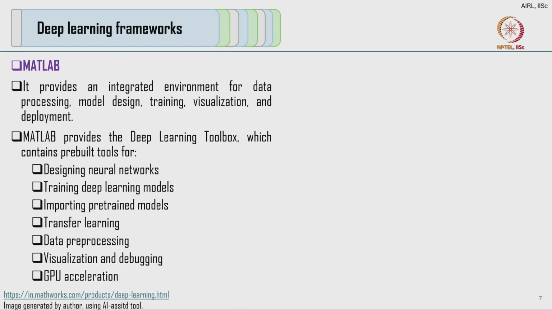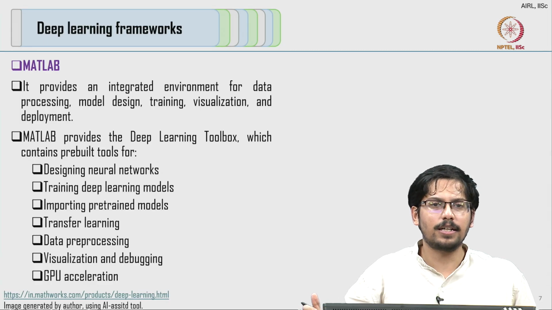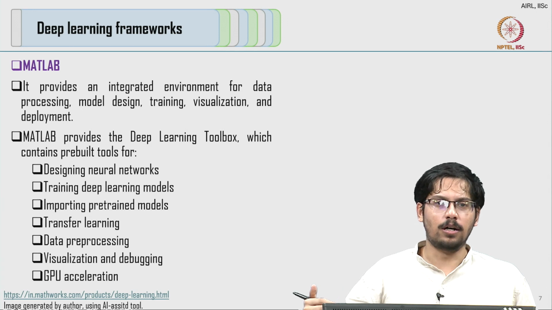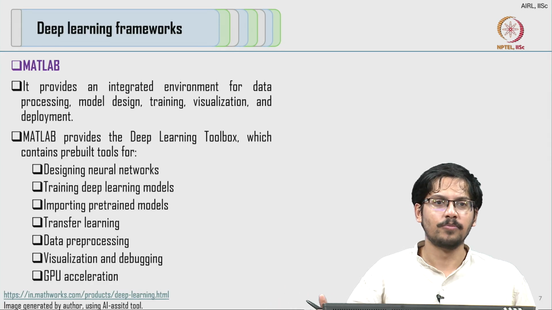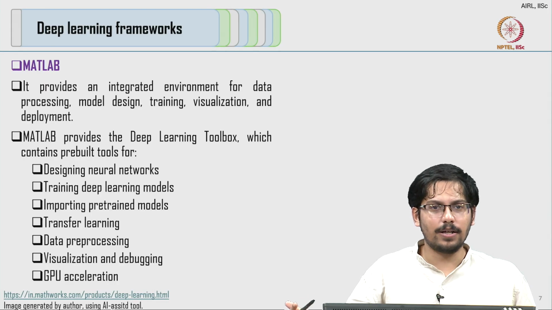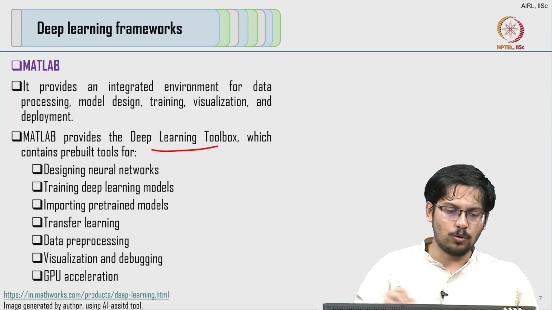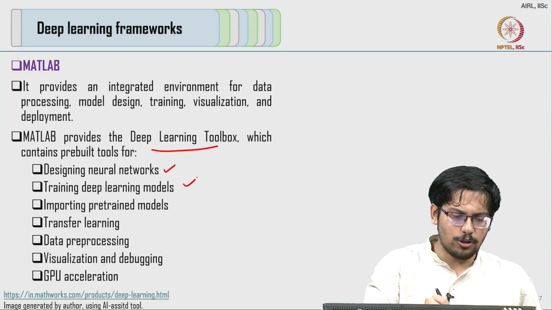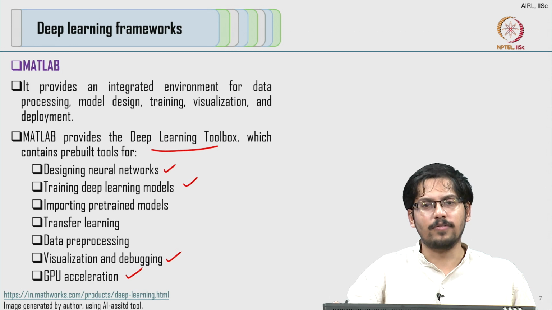Okay. We also have MATLAB, which is also one of the popular frameworks. Essentially what MATLAB does is it provides an integrated environment for the whole processing, which is essentially from data annotation, data pre-processing to model design to model training to visualization to deployment, etc. Right. Now, how MATLAB does is slightly different, as in it has a deep learning toolbox. Using this deep learning toolbox, we could design the neural networks. We can also train these neural networks, and we can essentially visualize and debug what is going on. MATLAB also has a GPU acceleration facility, right.